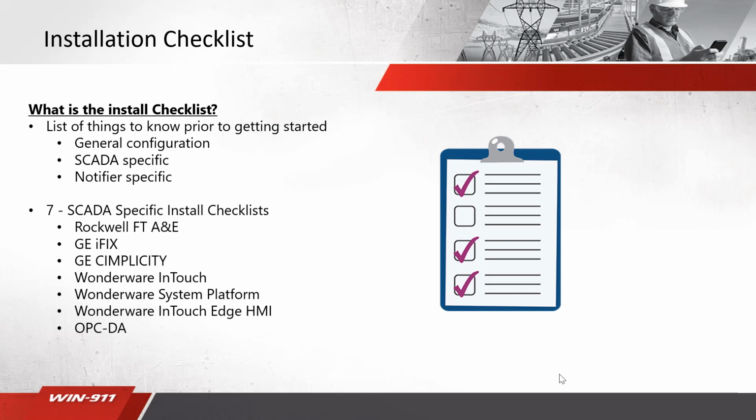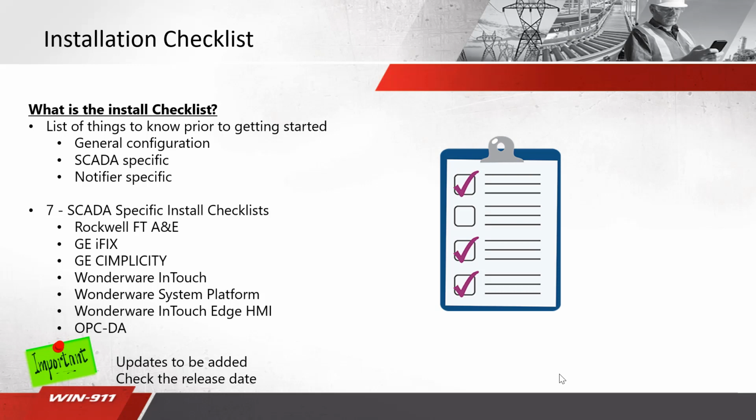Win 911 offers direct connects with our partners Rockwell, GE, and Wonderware, along with an OPC-DA connection. So this installation checklist will be available in 7 different documents, and it is recommended you select your specific SCADA. If your SCADA is not shown here, you will need to use the OPC-DA checklist.